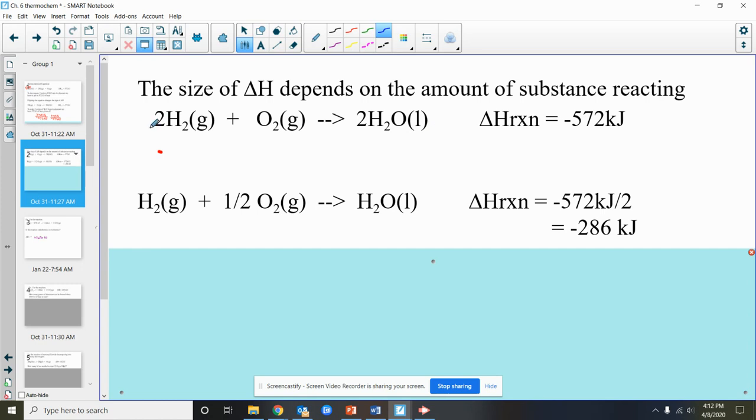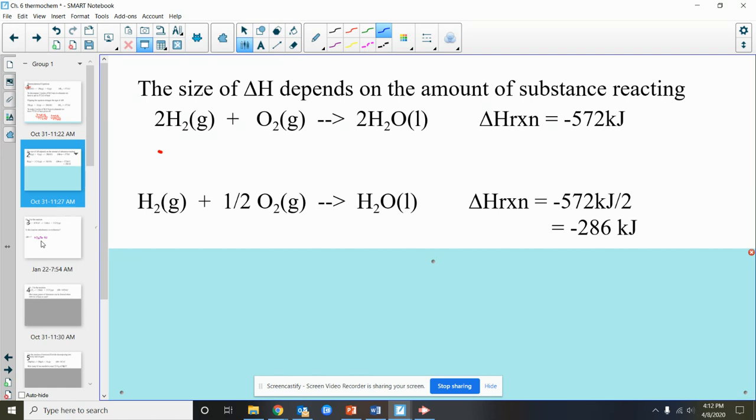So if I'm dividing all of these by half, I have to do the same thing to my energy, because the more you have, the higher your energy, the less you have, the lower the energy. So this just shows you, if you were to cut all this in half, you have to include your heat of reaction in that as well. It takes a little bit less energy because you have less amount present there.